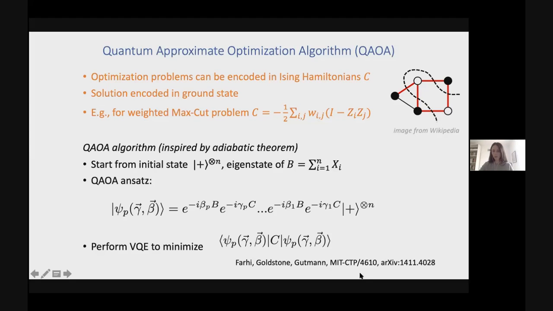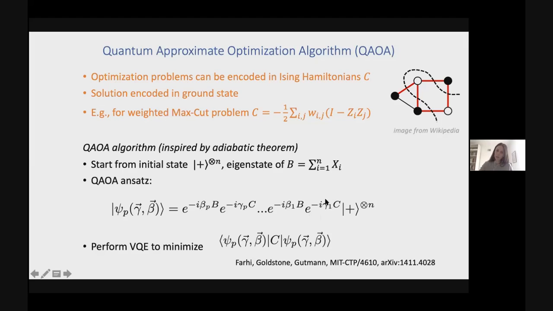And there's this pretty well-known idea of a QAOA algorithm. It's a heuristic algorithm by Farhi and collaborators, where the algorithm goes as follows. You start from an initial state where you put all the qubits in state plus, up plus down. And that's an eigenstate of this Hamiltonian, which is just the sum of X's. And then you create this QAOA ansatz, which has this alternating form.